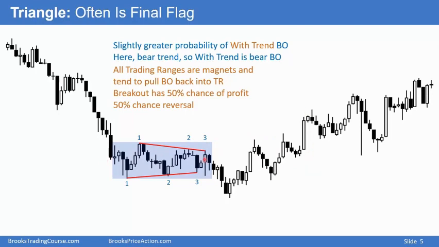Anytime you have a triangle late in a trend, it usually is the final flag. Usually the breakout does not go very far, and the market reverses back into the trading range, to the apex of the triangle, and then it decides what to do next. Here we have a lower low major trend reversal, and then a higher low major trend reversal, and the bulls got a trend.